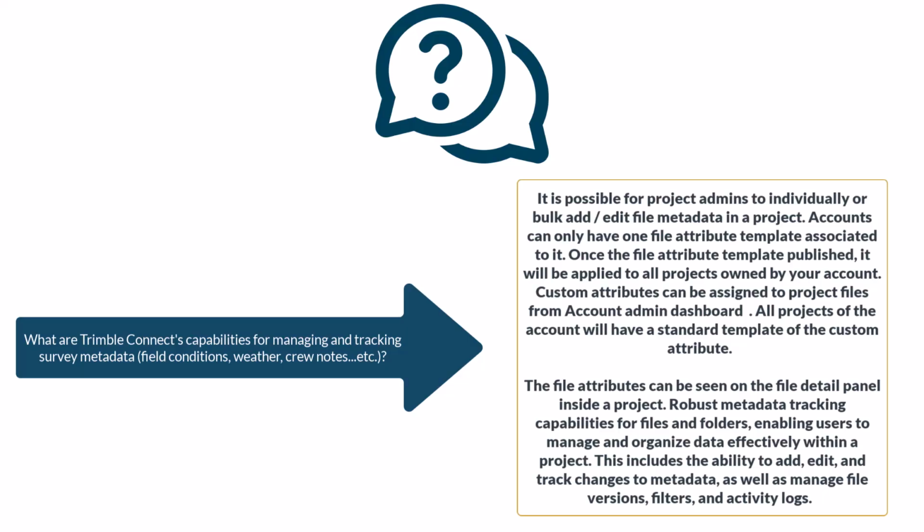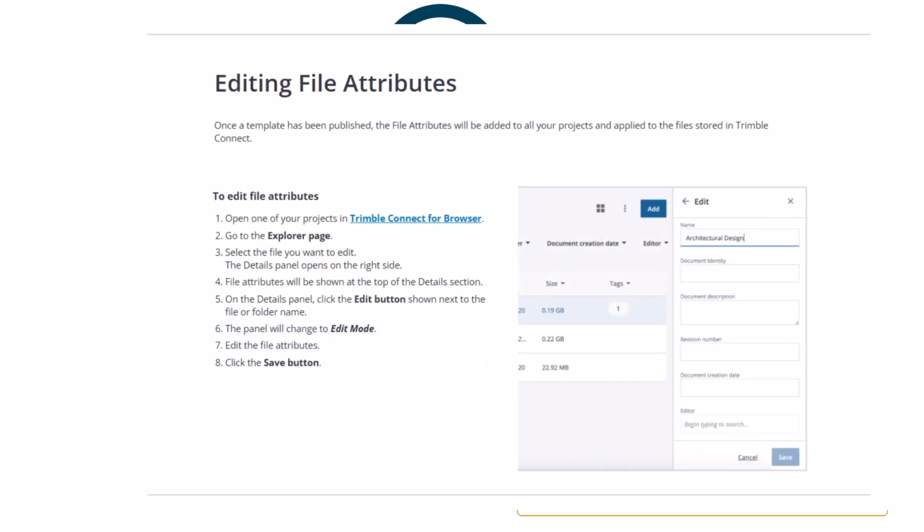It's possible for project admins to individually or bulk add and edit file metadata in projects. You can add as many details in there as you want to, and also create a template if you'd like. Once that template is published, it can be associated to all projects owned by that account. File attributes can be seen on the file detail pane inside a project.